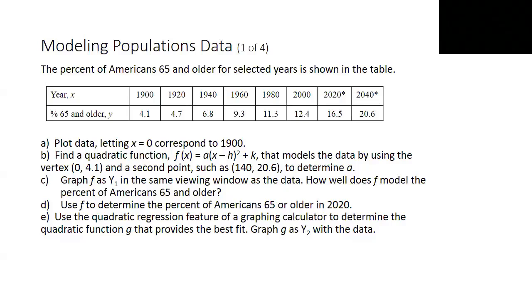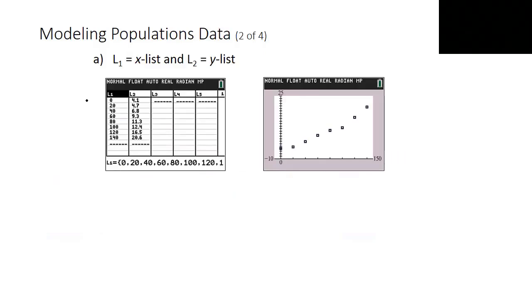Let x equal 0 correspond to 1900. So this is where you're going to adjust the data when you enter it in your calculator. Instead of saying that 1900 corresponds to 4.1%, we're going to say, if x is equal to 0, then that corresponds to 4.1. So this gets adjusted: when x is equal to 0, we put 4.1.